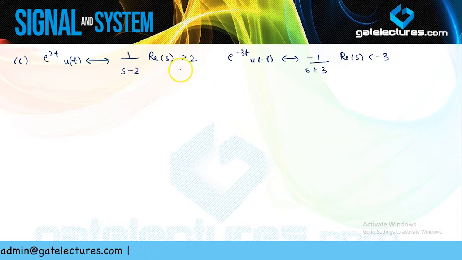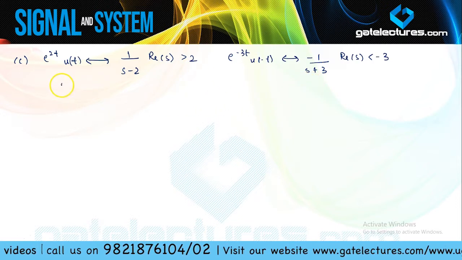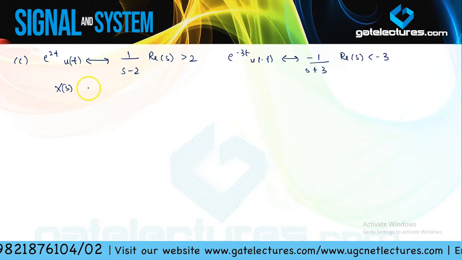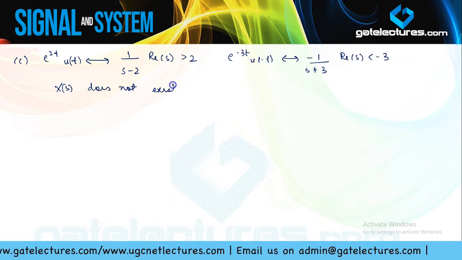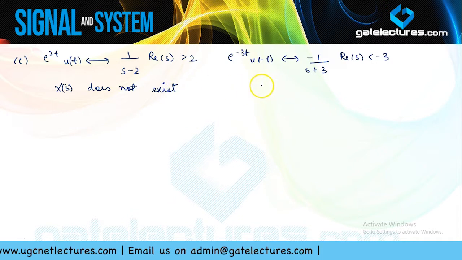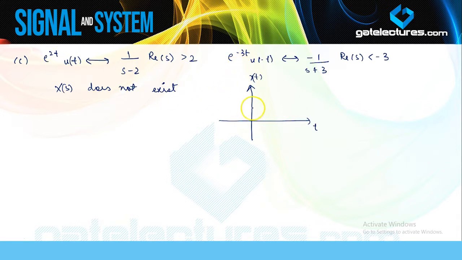Now you can see that these two ROCs have no intersection. They are not going to overlap anywhere. Now see, why did this happen? The first thing you can see is that since the ROCs do not overlap, X(s) is not going to exist. The signal is not going to have any transform. If you just try to sketch x(t), which is a combination of these two signals, look at this signal.